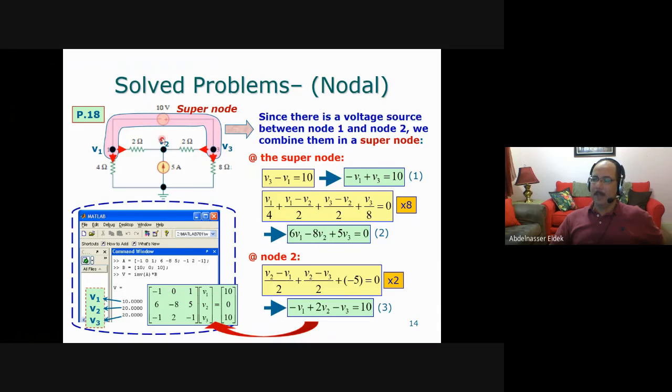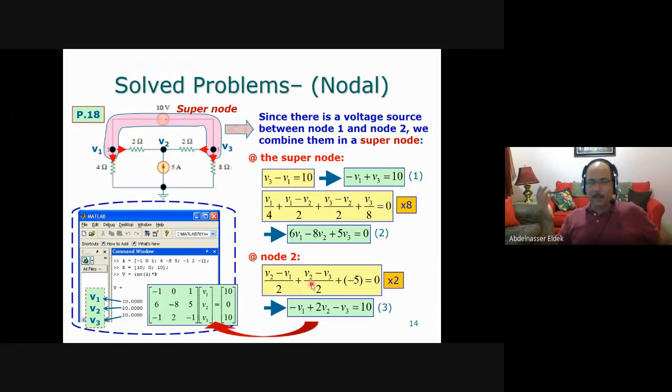Then of course we have this regular node. For this regular node you apply Kirchhoff's current law as usual. So the first current is (V2 minus V1) over 2. Then, oh no, sorry, this one is (V2 minus V3) over 2, and the last current is negative 5. So this will be the equation at node number 2. Now you have three equations, two for the supernode and one for node number 2. You solve them and find V1, V2, and V3.